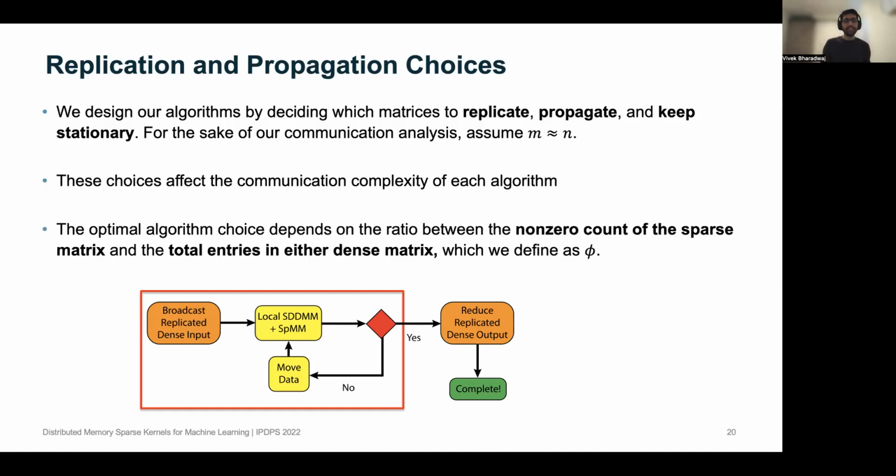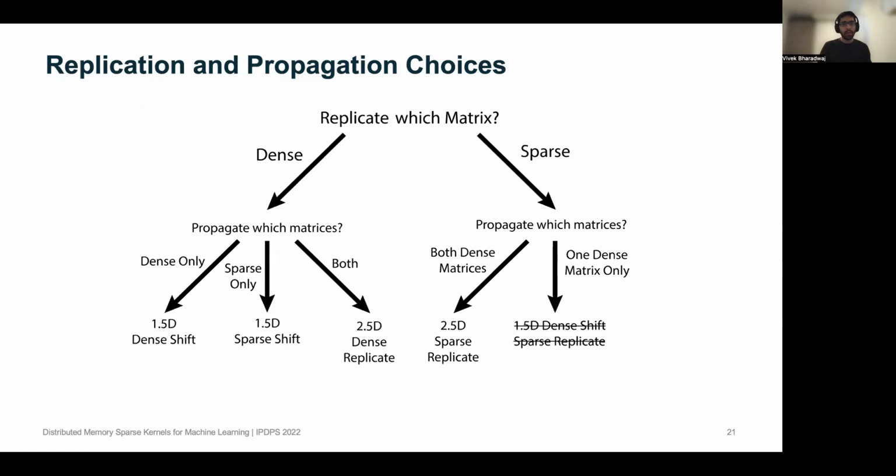We're going to see that the optimal choice of algorithms can depend on the ratio between the non-zero count of the sparse matrix and the total entries in either dense matrix, which is that ratio phi that I defined earlier. And we're really going to be looking in this red box here to see how the choices of replication, propagation, and which matrices to keep stationary affect the communication costs. So here are our choices. We choose to replicate only a single matrix. We can choose either the dense matrix or the sparse matrix.